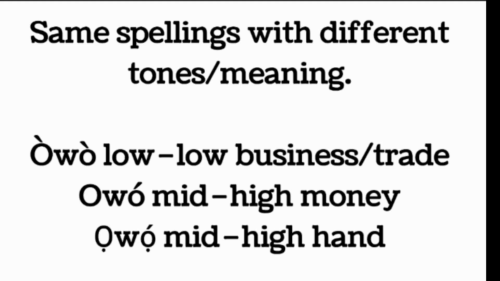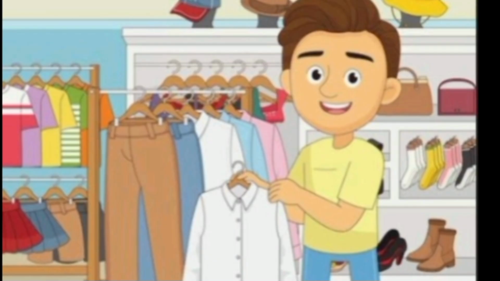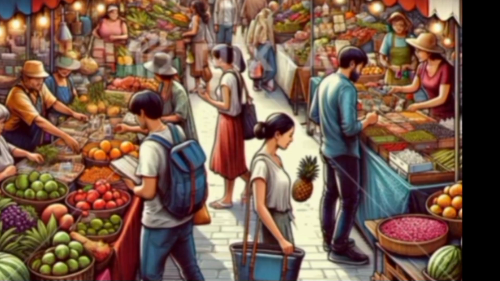Now, I would like you to pay close attention to the spellings on the screen. The first one has two vowels with the do sign, and that means we have to pronounce it twice. That gives us do, do. You hum it again, mm. Now you use this to pronounce the word o, wo. Can you try that? Owo means business or trade.